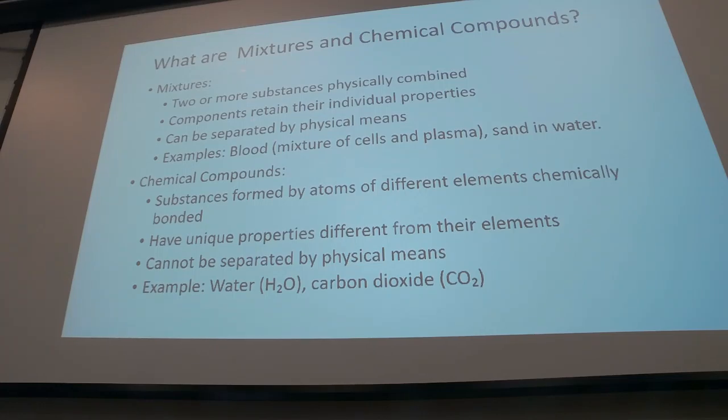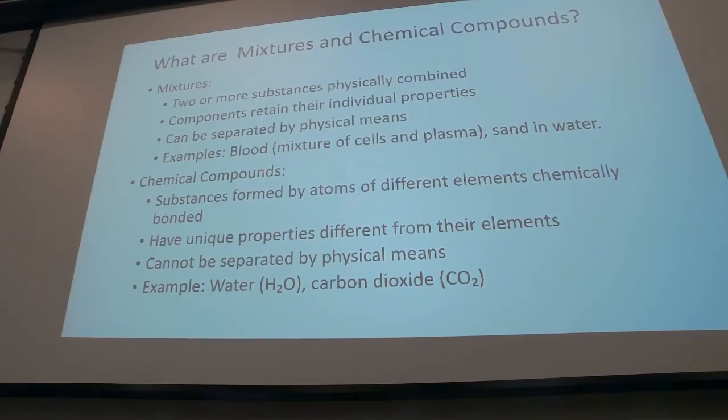So then mixtures. A mixture is the combination of two or more substances physically combined. They're not chemically combined, they're physically combined. And then when you separate these by physical means, they retain their individual properties. So an example of a mixture in our body would be blood. It's a mixture of cells and plasma, which is a liquid, and the cells are solid in a way. A usual life example: sand and water. It's a mixture, a physical combination.